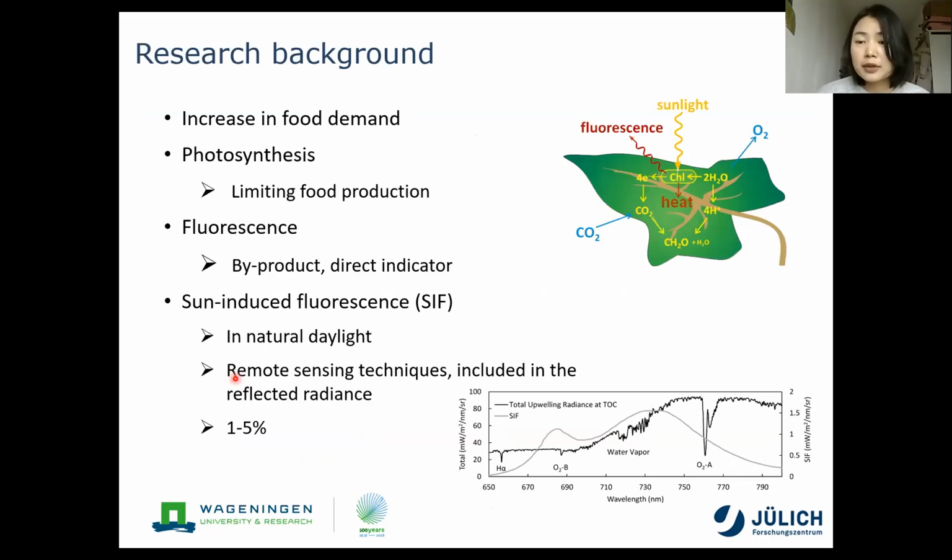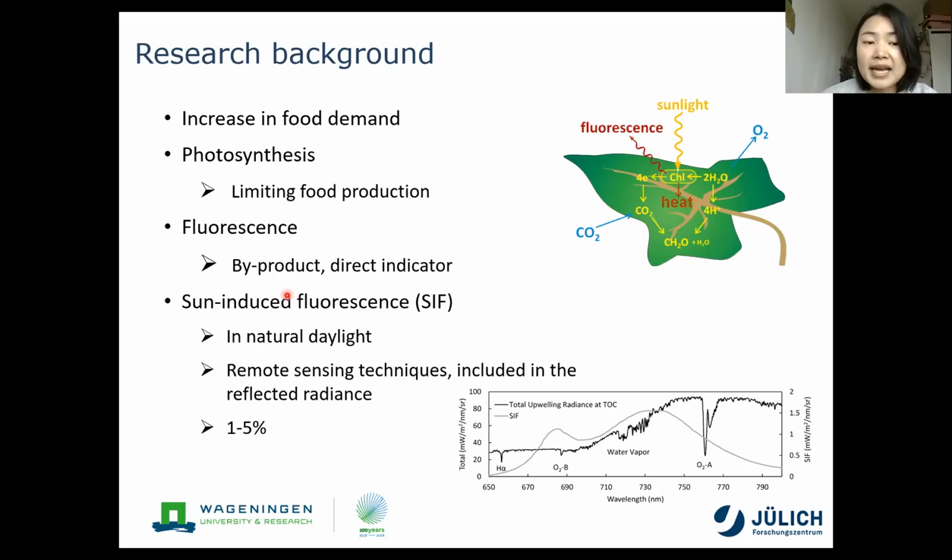As we all know, in the 21st century, there is a very rapid increase in food demand. So how to solve this problem is a challenge. Photosynthesis is a major factor that limits food production. So a better understanding of crop photosynthesis can help us to increase crop yield and estimate crop production.